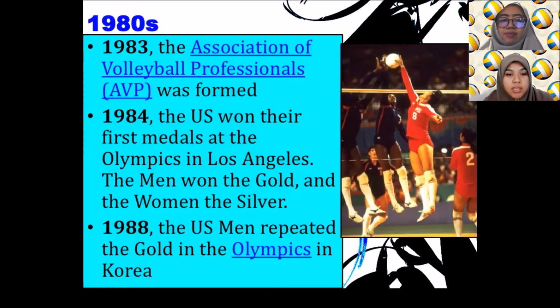In 1988, it plays every 4 years, right? So the men also repeated their gold in the Olympics in Korea. You can see the picture right there.